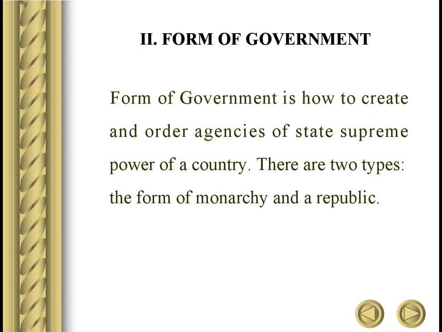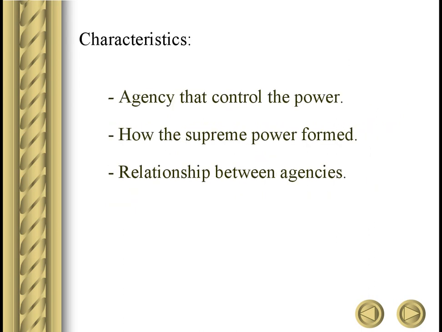Look at my slide, and you can see here form of government. Form of government is how to create the agencies of state supreme power of a country. So we have two types of form of government: the form of monarchy and a republic. The form of government has some characteristics. They are the agencies that control the power, how the supreme power is formed, and the relationship between agencies.